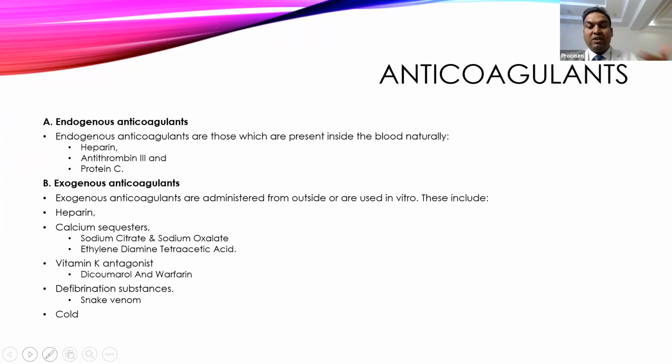Exogenous anticoagulants are administered outside the body, but they can also be used inside the body, so in vivo and in vitro also. One is heparin, which can be used inside the body and outside also. Then calcium sequesterants, the calcium chelating agents that remove calcium from the blood, like sodium citrate, sodium oxalate, or EDTA, ethylene diamine tetraacetic acid. These are chemicals used for blood collection.